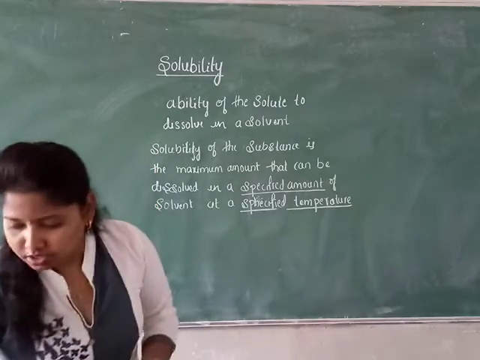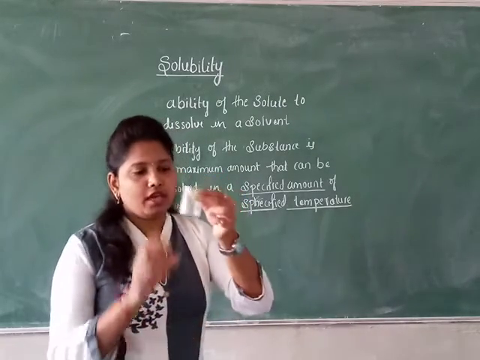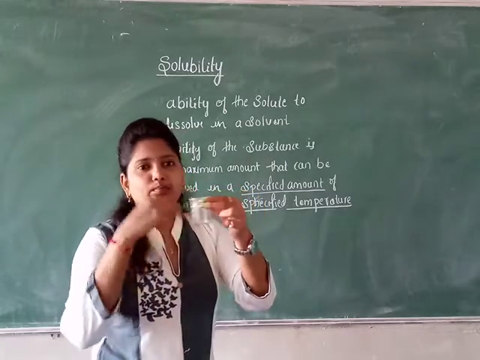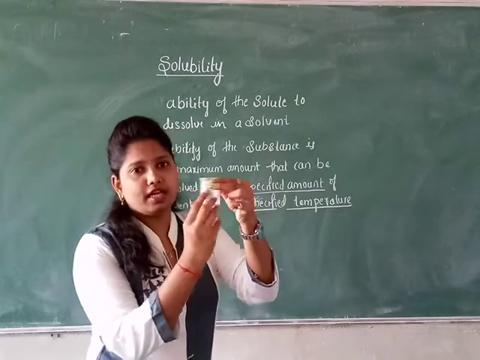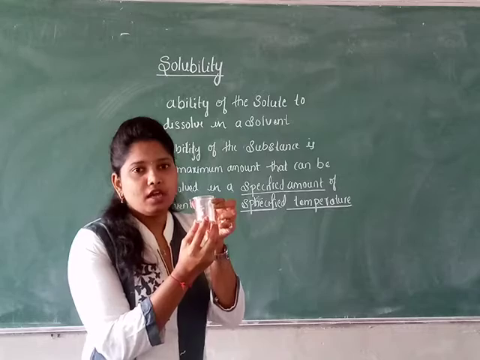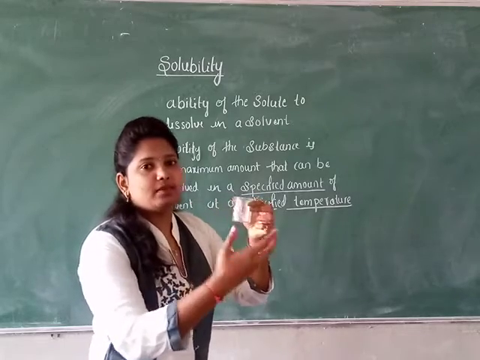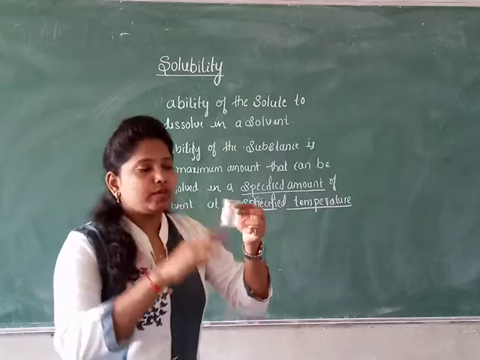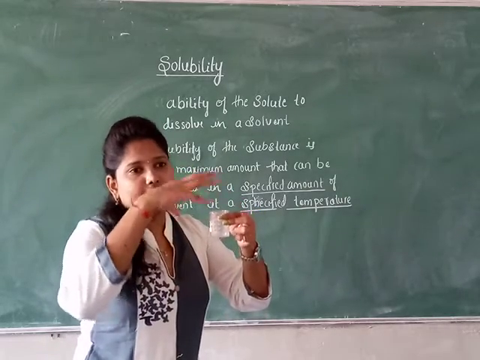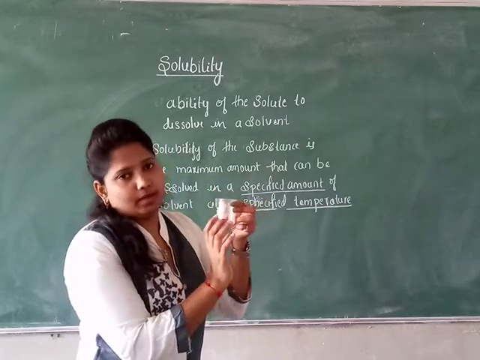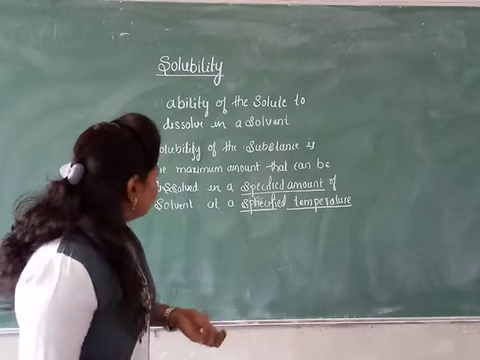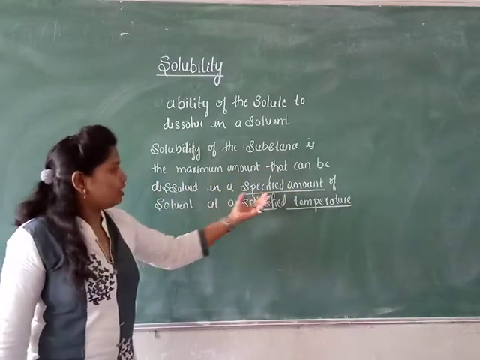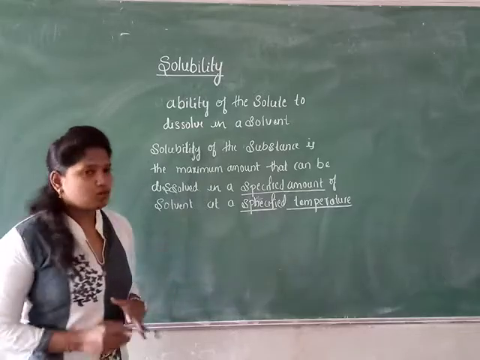For example, this is a 50 ml beaker. The capacity of this beaker will be 50 ml and you cannot add more liquid in this beaker, because that is the maximum limit. You cannot add more solute or any liquid beyond this 50 ml. So that is the maximum amount of the solute that can be dissolved in a specified amount of the solvent.